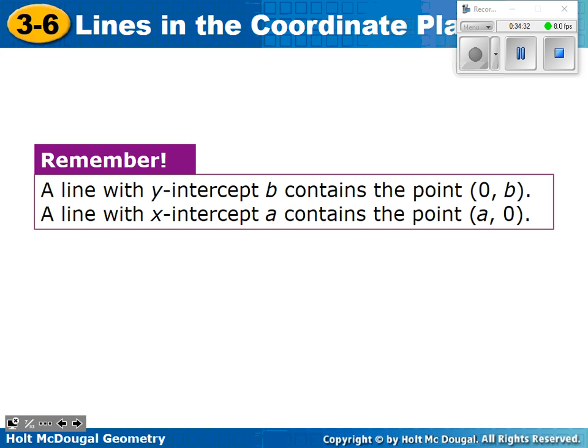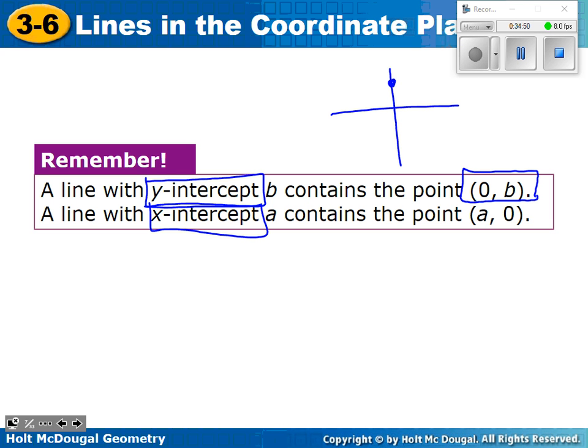X-intercepts and y-intercepts. This is very important for this lesson. An x-intercept and a y-intercept have specific coordinates. If it's a y-intercept, that's where it's crossing the y-axis, right? So its coordinates should be 0, comma, and then the y value. An x-intercept is where it's crossing the x-axis. So its coordinate is going to be a number, comma, 0.